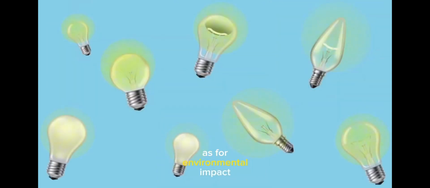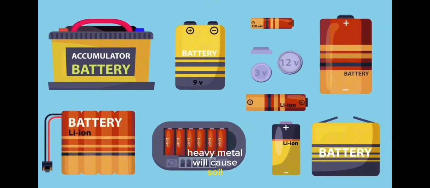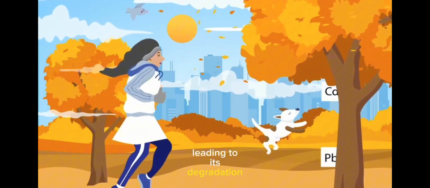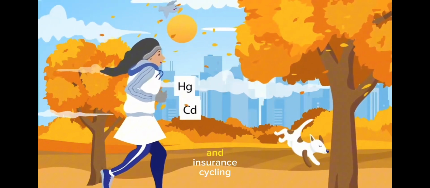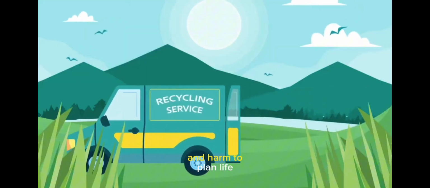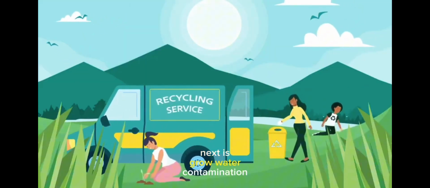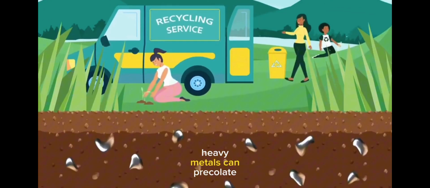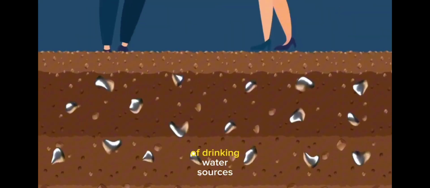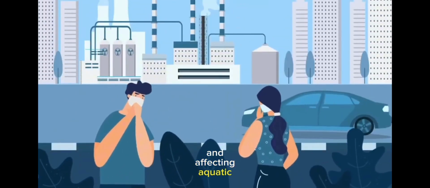As for environmental impact, heavy metals will cause soil degradation. Heavy metals contaminate the soil, leading to its degradation. This can affect soil fertility and nutrient cycling, potentially leading to reduced agricultural productivity and harm to plant life. Next is groundwater contamination. Heavy metals can percolate through the soil and reach groundwater reserves, leading to the pollution of drinking water sources and affecting aquatic ecosystems.